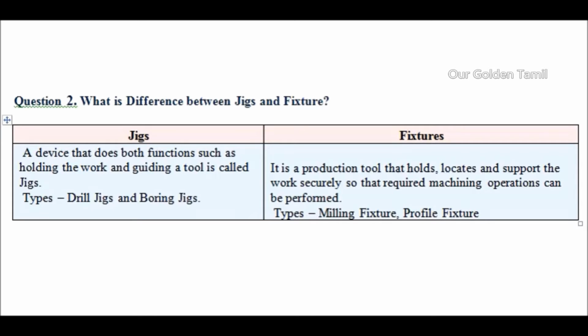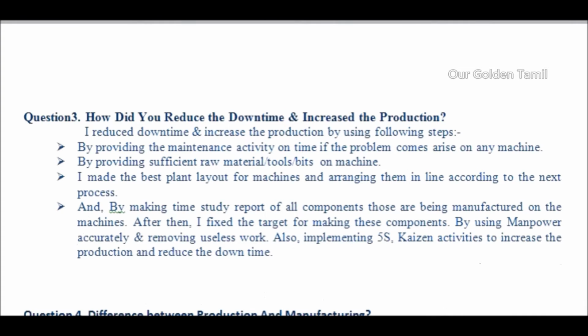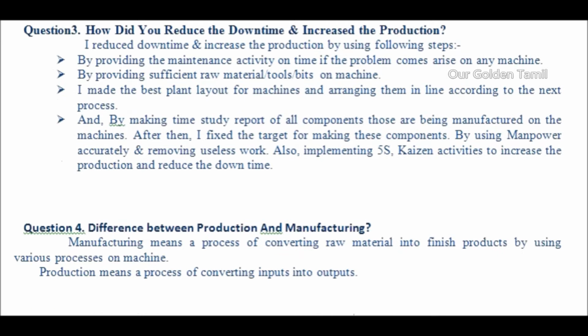Types: drill jigs and boring jigs. Fixtures. It is a production tool that holds, locates and supports the work securely so that required machining operations can be performed. Types: milling fixture, profile fixture. Question 3. How did you reduce the downtime and increase the production?